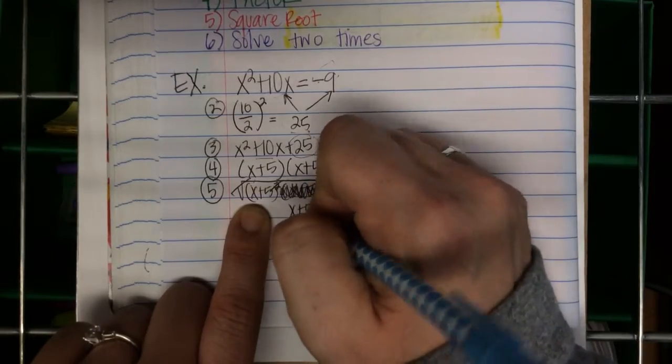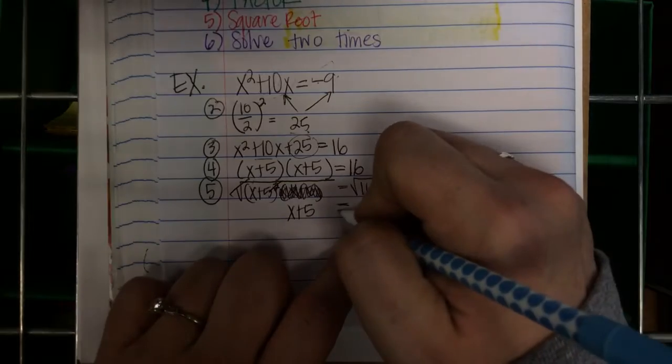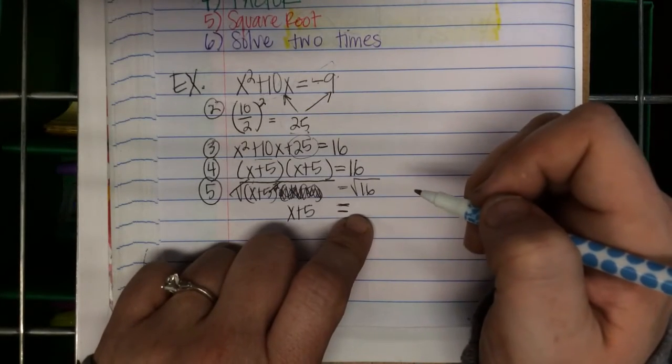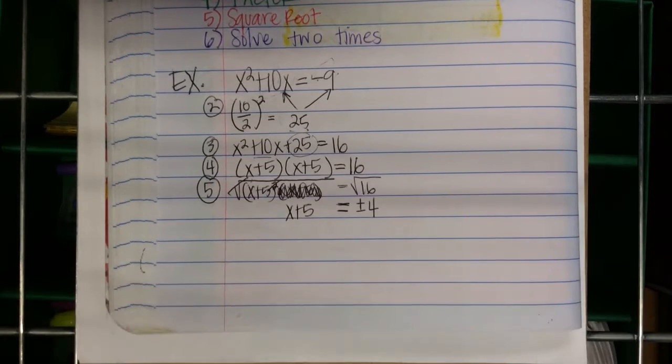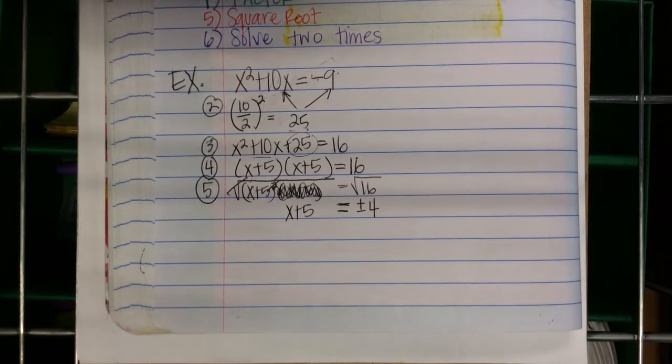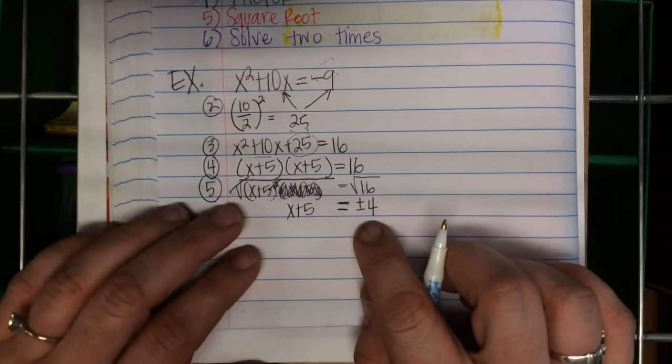So what am I left with? x + 5 equals, what's the square root of 16? Positive or negative 4? Thank you. Plus or minus 4. That's the hardest thing about all of these problems, remembering that it's plus or minus.